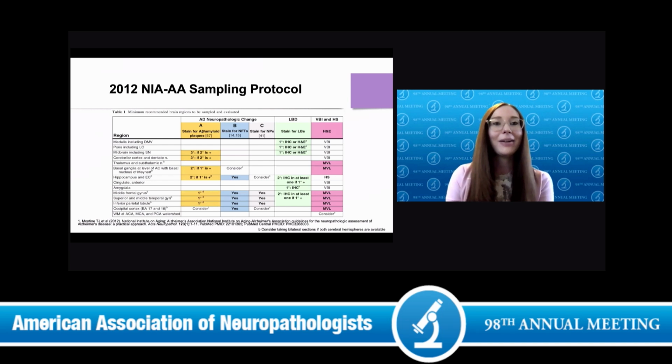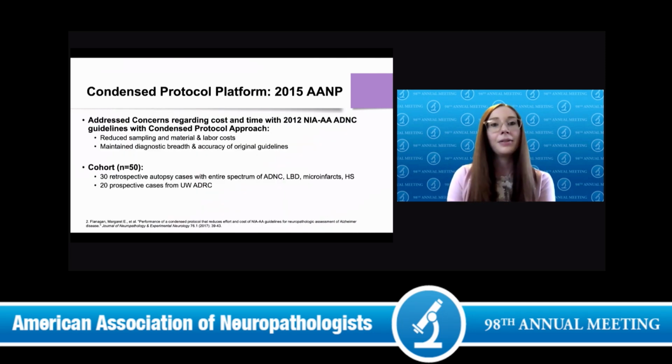So this all started back when I was a trainee, or even before I was a trainee, when in 2012, the National Institute on Aging and Alzheimer's Association recommended these minimum brain regions to be sampled and evaluated with a complex tiered immunohistochemical workup proposed for the diagnoses of Alzheimer's disease, Lewy body disease, and vascular brain injury, as well as hippocampal sclerosis. And after this was published, many people raised concerns that this was expensive, very complex, and time consuming.